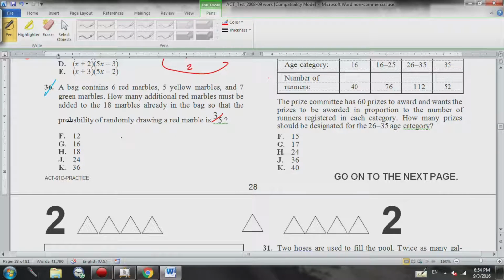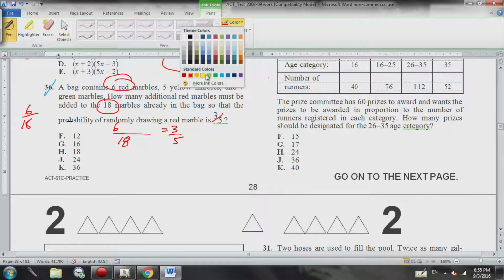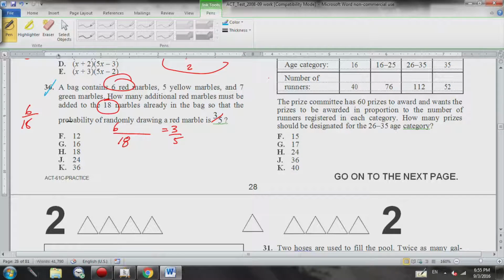Okay. So you want the probability to be 3 out of 5. Now there are already 18 in there, and there's 6 red ones. The way it stands, 6 red marbles over 18, the probability is 1 in 3, because there's 6 red marbles out of 18 currently. But you want to change that probability by adding more in there, so it changes to this ratio.